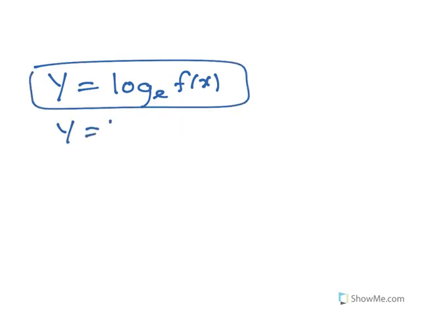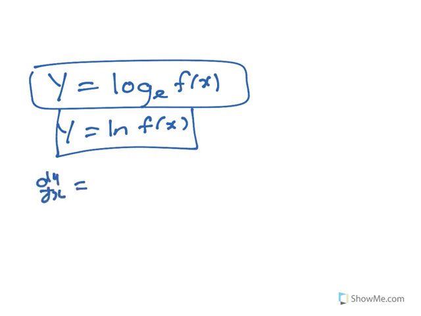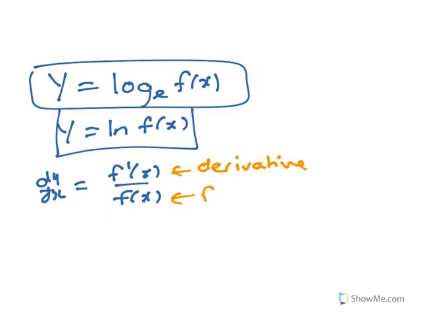Okay, looking at differentiating a log base e of a function. This is also written as y equals ln f of x. It just means that it's a base e. So dy on dx, the basic rule would be f dash x on f of x. So you put the derivative on top and the function on the bottom.